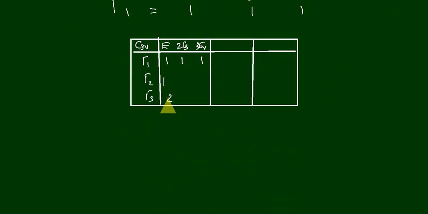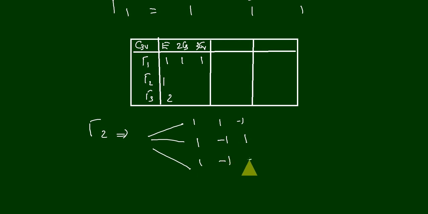So for gamma 2, in the case of gamma 2, the possibilities are, three possibilities are there. 1 1 1, 1 1 minus 1. 1 1 1 is already taken for gamma 1. Okay, 1 1 minus 1. Next possibility is 1 minus 1 1. This is another possibility. And the next possibility is 1 minus 1 minus 1. These are the possibilities, right?